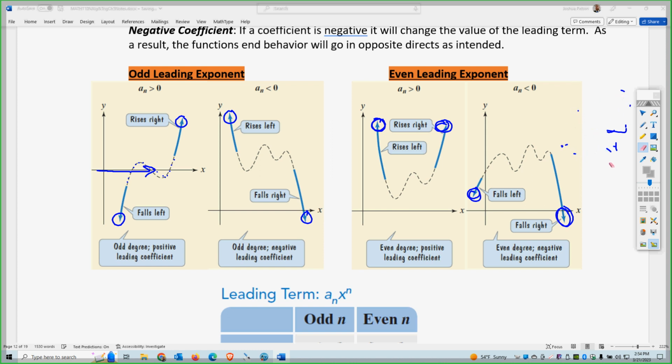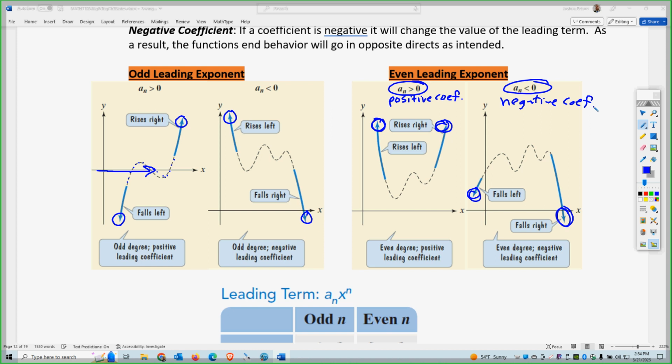So essentially what we have here, if you think about it, is an even exponent and a positive coefficient, which is what the A is here. This is a negative coefficient, correct? Which is what we have here. All right, let's go over to here.